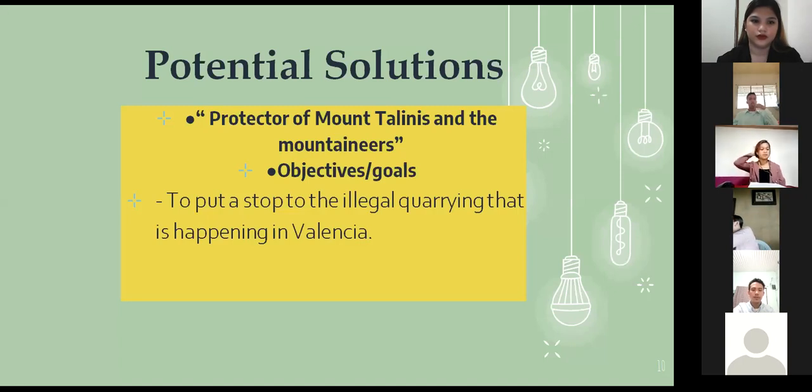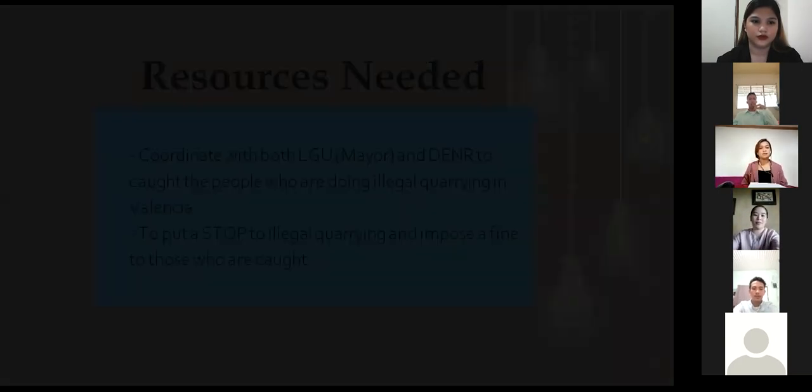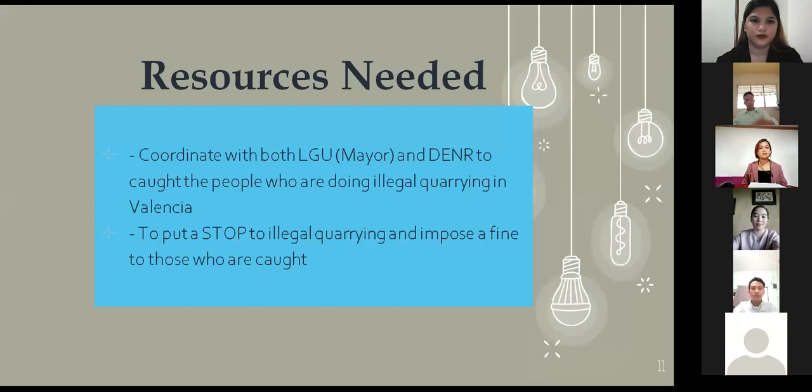Next slide. The resources needed are to coordinate with both the LGU or the mayor and the DENR to stop the people who are doing illegal quarrying in Valencia, and to impose a fine on those who are caught. It is important to impose a fine on those people who have been caught, so that the river will not be destroyed, or the quality of the water will not be destroyed.